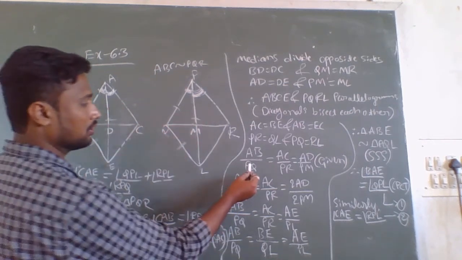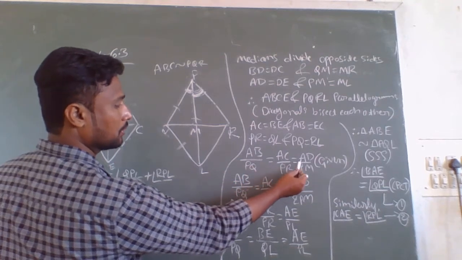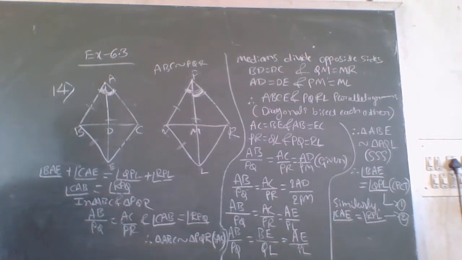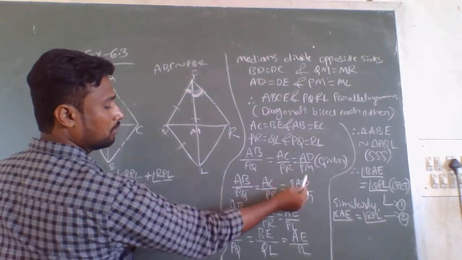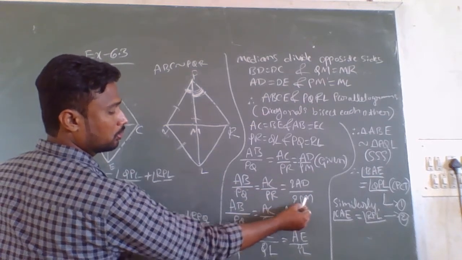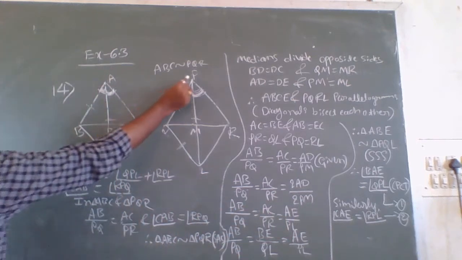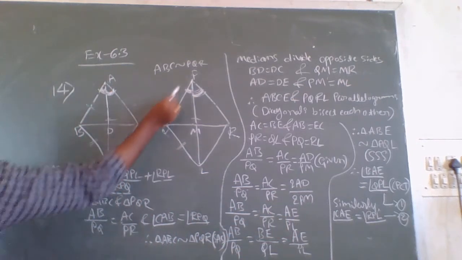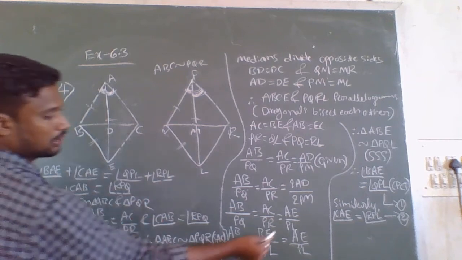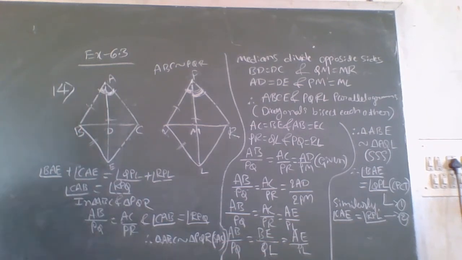And here they have given this AB by PQ is equal to AC by PR is equal to AD by PM. So here in the place of AD by PM, I have written 2AD by 2PM. And 2AD by 2PM, what will you get? AE by PL. Here AE by PL.